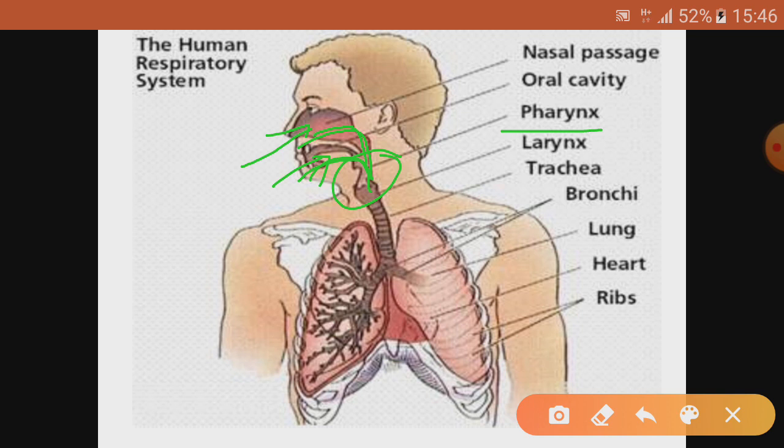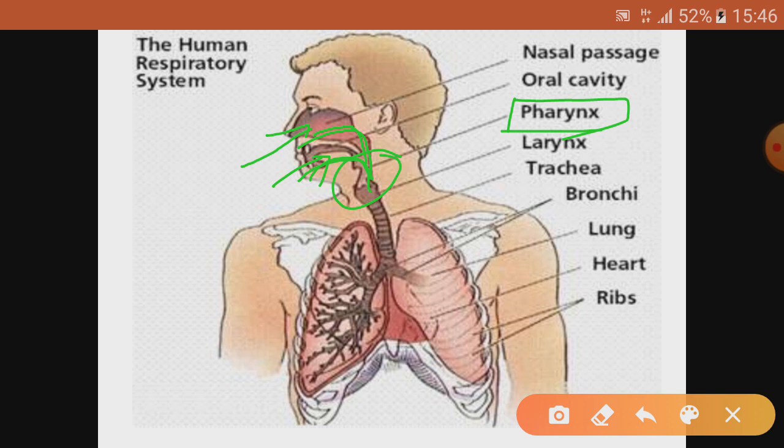Then there is division and diversion of food and water to the food pipe, and air goes to the windpipe. That's why sometimes they ask a 1 mark question: name the common passage which is present in the digestive system as well as your respiratory system. So the answer will be pharynx. Then moving ahead, the air comes to the larynx.